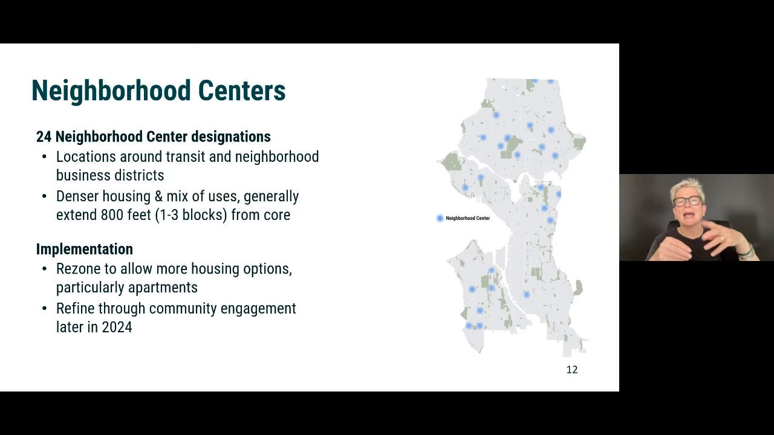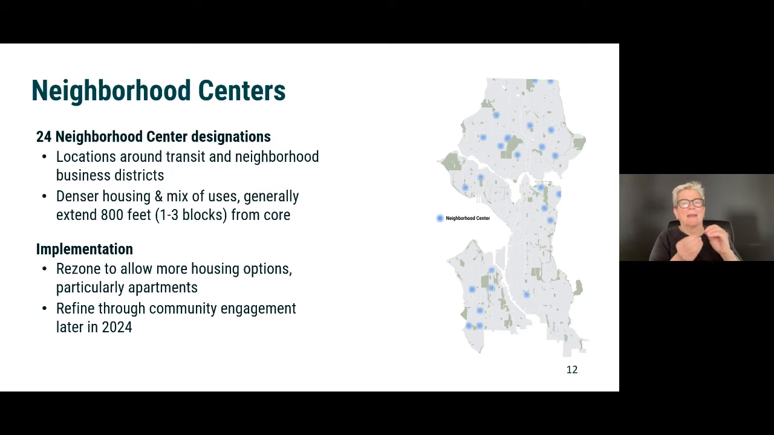Neighborhood centers would be similar to urban centers, except that they'd be substantially smaller and less intense. We're generally talking about them as places that extend about 800 feet from a core, which is generally 1 to 3 blocks or where you can walk in 2 to 4 minutes. In neighborhood centers, we would also be looking at rezones to allow more housing, particularly apartments.